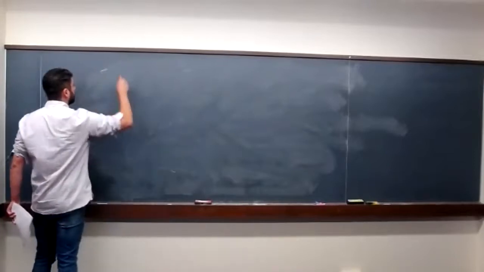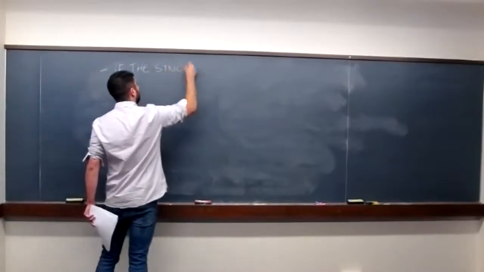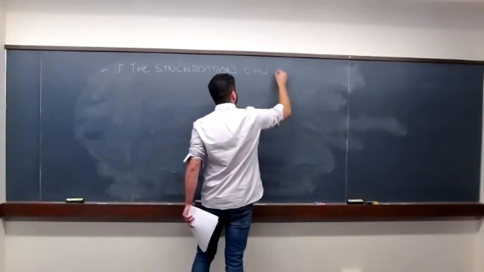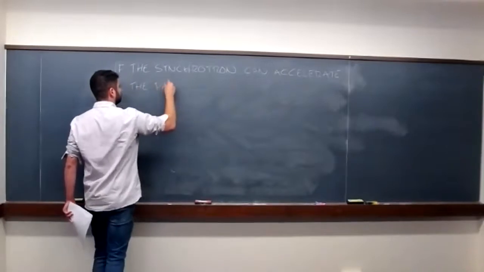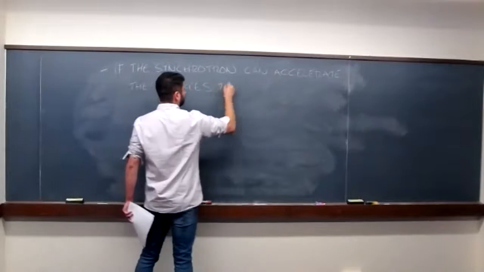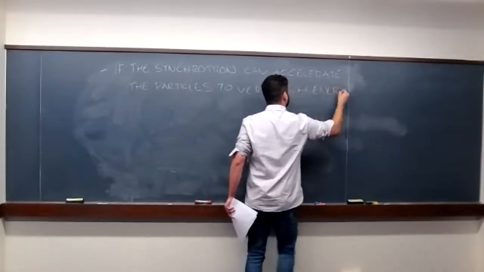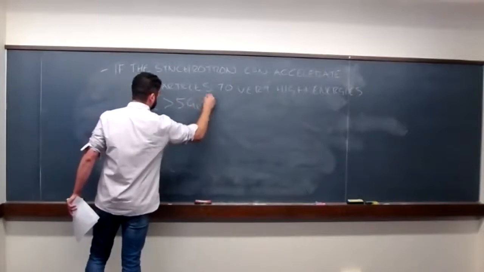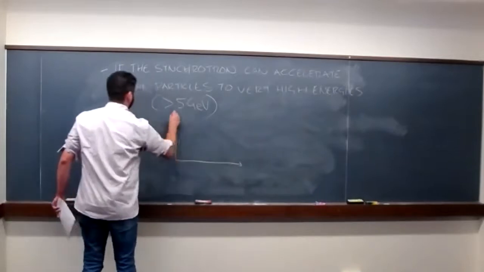The last thing is if we've got a specialized synchrotron. If the synchrotron can accelerate the particles, either the electrons or positrons, to very high energies, something like greater than 5 giga-electron volts, we end up with this characteristic spectrum of the X-rays emitted from the ring that looks something like this.